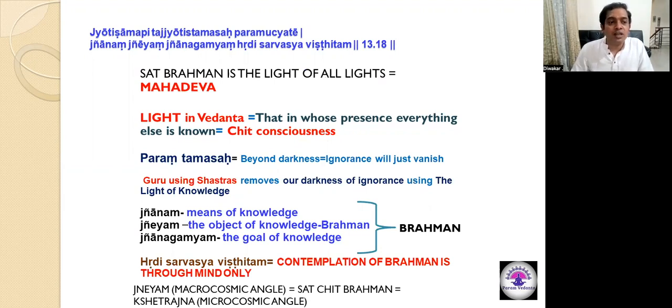In Vedanta, the word light means that in whose presence everything else is recognized. This light reveals billions of suns and more than that. This ultimate light is the consciousness principle. Only with the awareness Chit principle, everything else is known. This Brahman is Param Tamasaha Uchyate, beyond darkness, meaning ignorance will simply vanish when this light of ultimate knowledge arrives. It is the Shastras and the Guru who will remove the darkness of the ignorance using the light of knowledge.